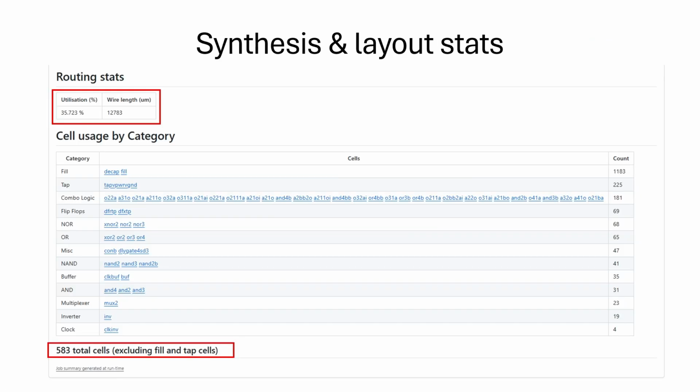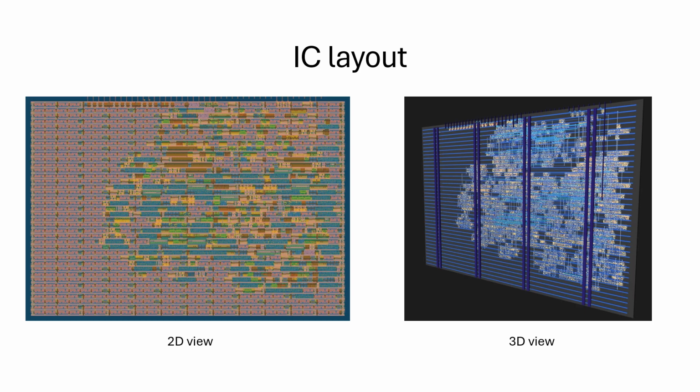As we can see, my device requires only 583 logic cells, occupying 35.7% of the tile. This is the final layout of my chip generated by the OpenLane tools.